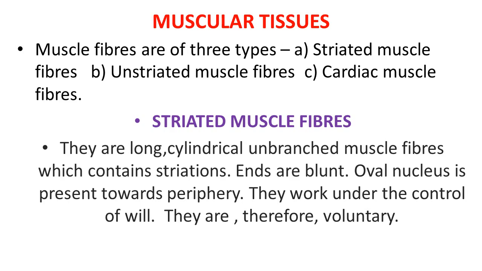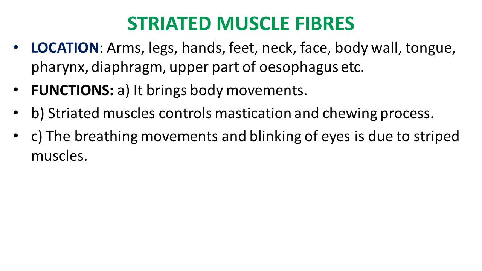These muscle fibers are cylindrical in nature and they are unbranched fibers. Their ends are blunt. They have oval nuclei which are present towards the peripheral region. And these muscles work under our control, so they are also called voluntary muscles. Where do we find these striated muscle fibers then? They can be present in the arms, legs, hands, feet, neck, face, body wall, tongue, etc.